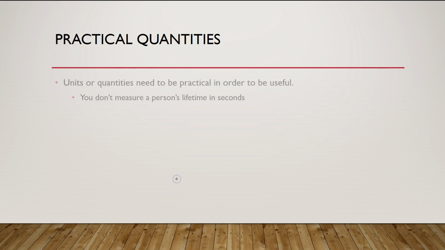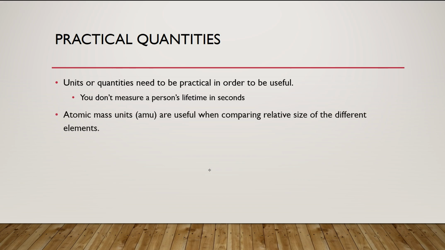Now, when we pick the unit that we want to use for something, it needs to be practical, both for what device we're using for measuring and also for how big a scale we're using. For example, when you measure someone's lifetime, that's a time measurement, but you wouldn't describe someone's lifetime in seconds. We'd use years or decades, and in rare cases, even centuries. We need to pick a unit that is workable and makes sense for whatever scale we're using.